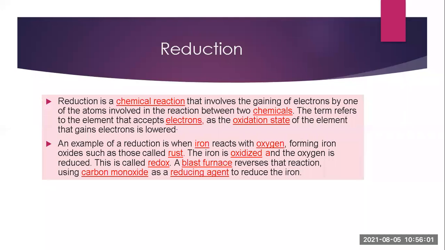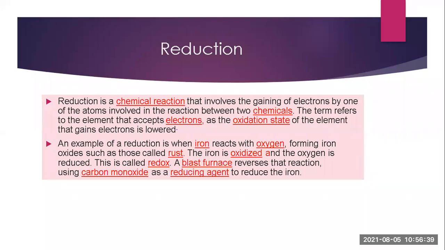The process of rusting is a redox reaction, because here both oxidation and reduction take place. Iron is oxidized and oxygen is reduced. That means iron is losing its electrons, that's why it is oxidized, and the oxygen is gaining those electrons from the iron and hence it is reduced. So in short, oxidation is nothing but the loss of electrons and reduction is nothing but the gain of electrons.